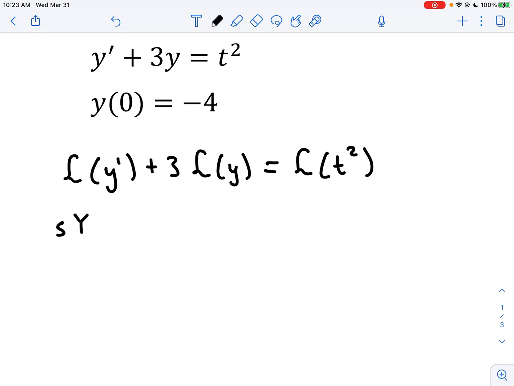So this is y, and it's a function of s. This stands for the Laplace transform of little y. I'll leave the of s part off and just say capital Y. And then minus little y of 0. This is the result of doing the Laplace transform of y prime. And then we have plus 3 times, and the Laplace transform of little y is just capital Y, so I'll go back to capital Y for that, equals, and now we want to do the Laplace transform of t squared.